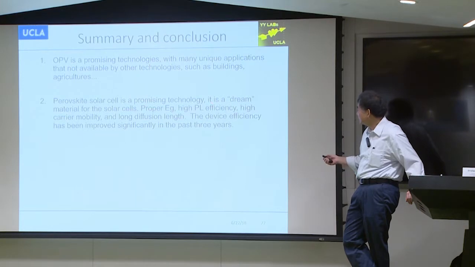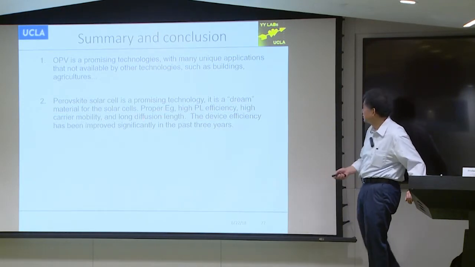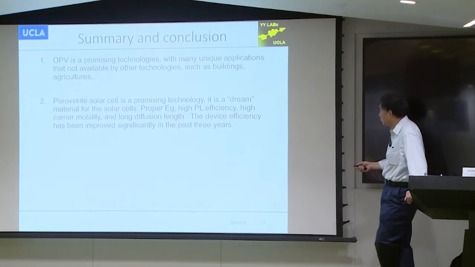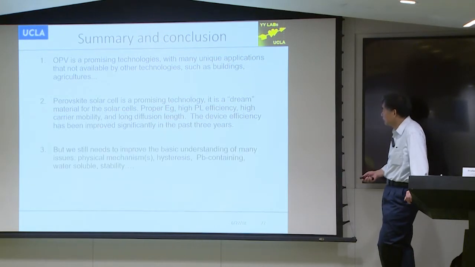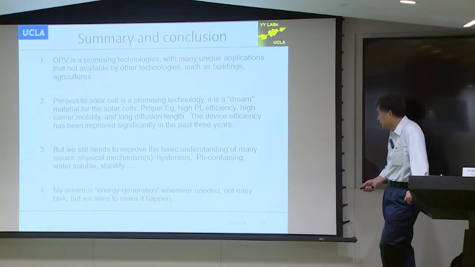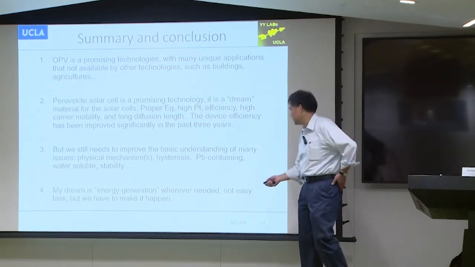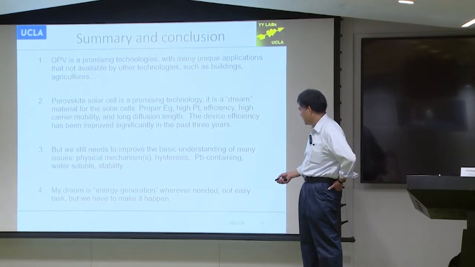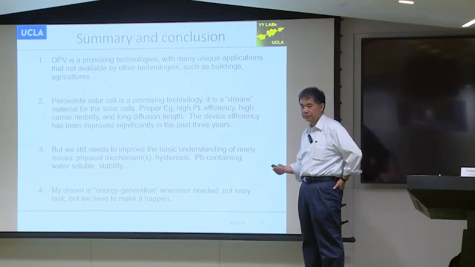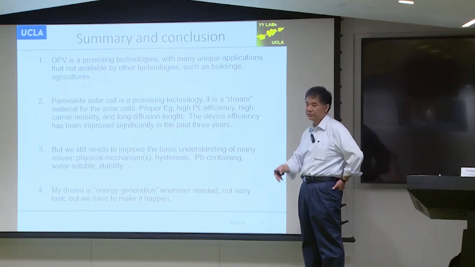Perovskite is a promising, dream material for solar cells, with properties such as high PCE, high carrier mobility, and long diffusion length. Device efficiency has been significantly improved in the past 3 years. We still need to improve the basic understanding of many things, like hysteresis, light soaking, and stability. And finally, my personal dream is energy generation wherever we need it. For example, an electric car can charge itself if we park under the sunlight.